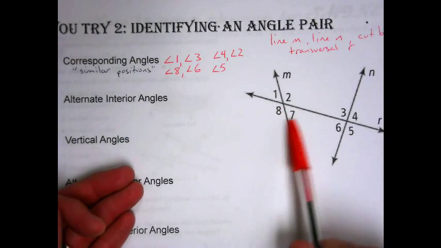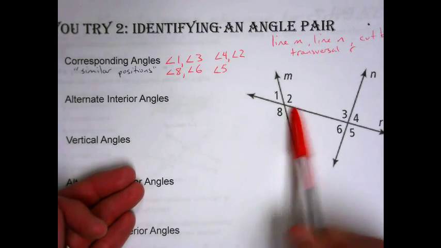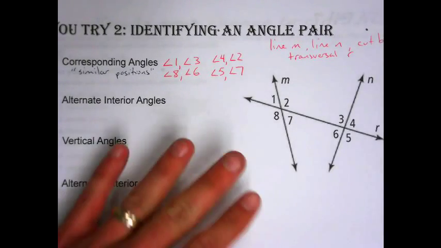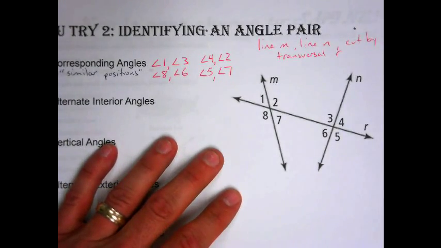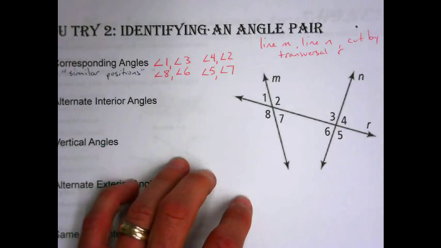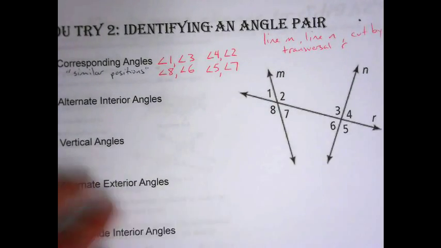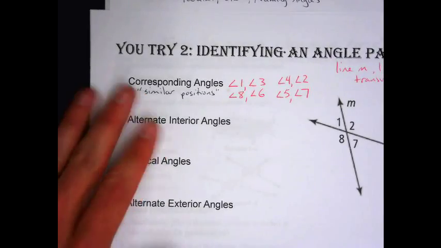So this group of angles in the bottom right would be angle 7. Those are corresponding angles. Okay, so take a look at the picture, right? And take a look at the angle pairs: 1 and 3 corresponding, 8 and 6, 2 and 4, 7 and 5. Those are corresponding angles. You have to know that vocabulary.